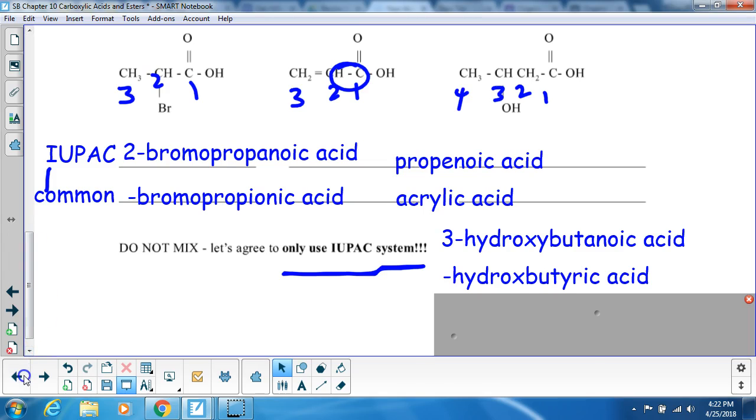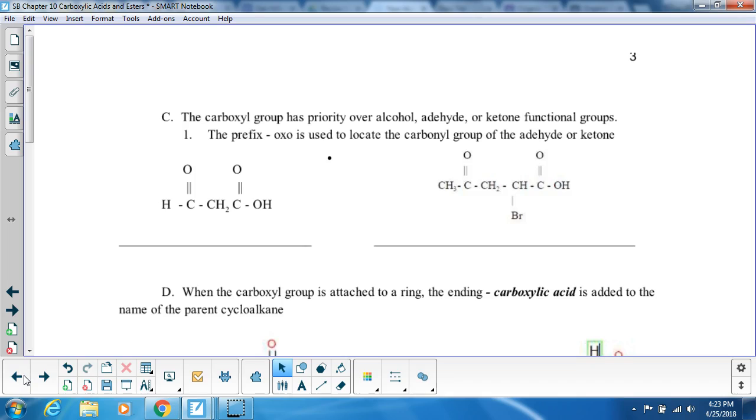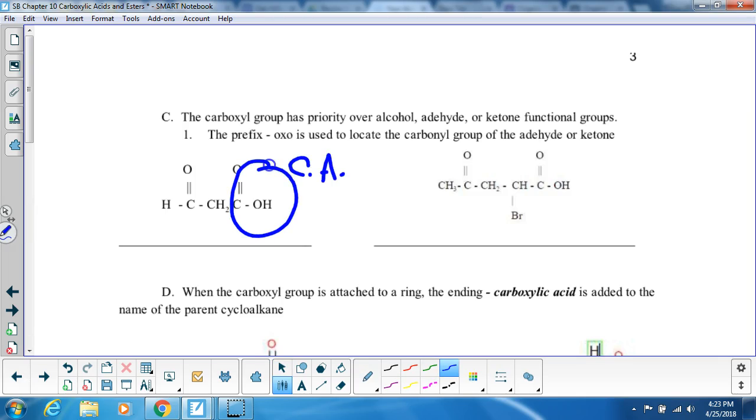All right, what about the next page? In order to name these, it says the carboxyl group has priority over alcohol, aldehyde, and ketone functional groups, okay? So we already knew that the alcohol is hydroxy. How do I deal with this C double bond O, like what we'd find in an aldehyde and a ketone? If I look at this functional group, this is your carboxylic acid, and over here is your aldehyde. So the carboxylic acid takes priority over really everything.